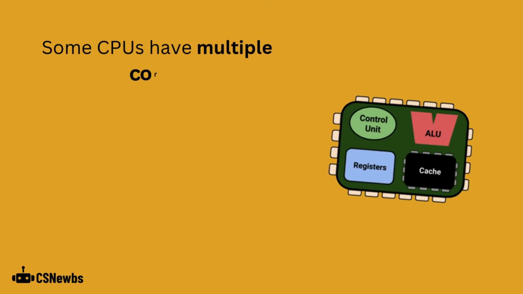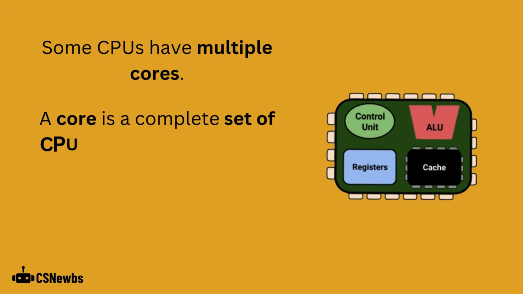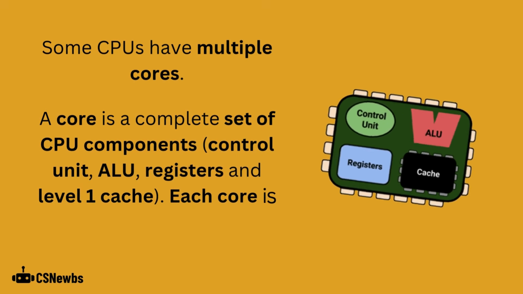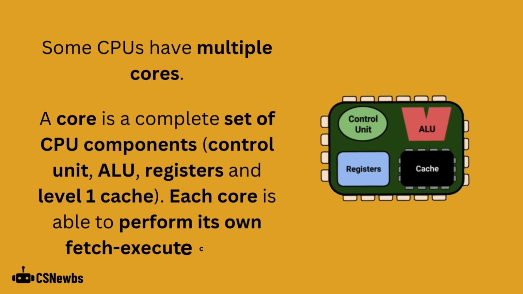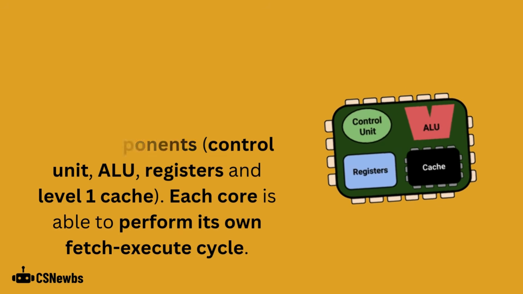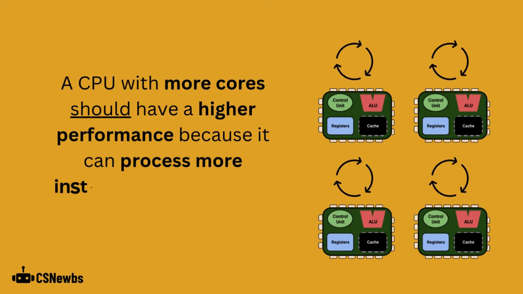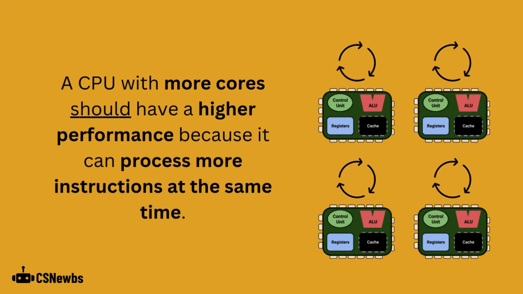Some CPUs have multiple cores. A core is a complete set of CPU components, with a control unit, ALU, registers, and level 1 cache. Each core is able to perform its own fetch-execute cycle. A CPU with more cores should have a higher performance because it can process more instructions at the same time.